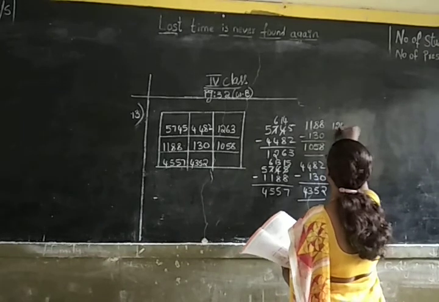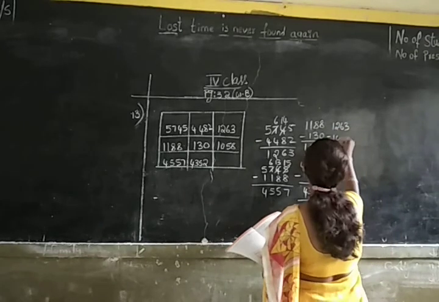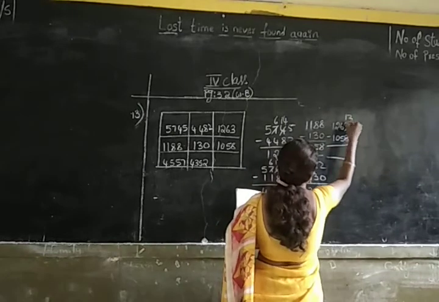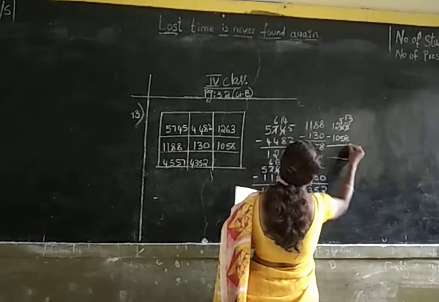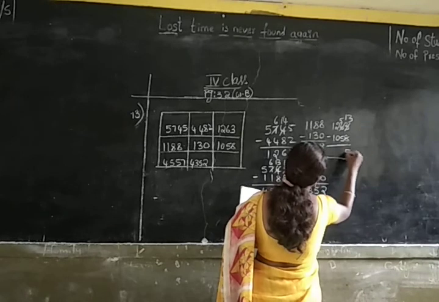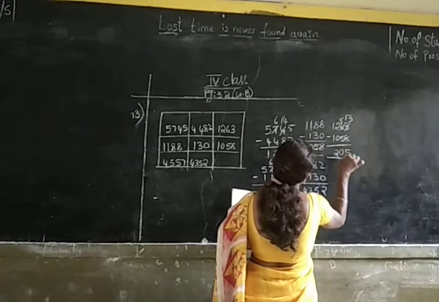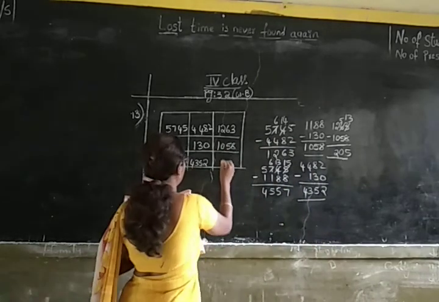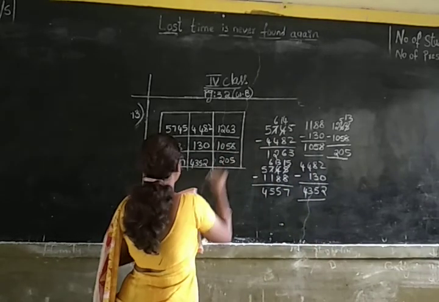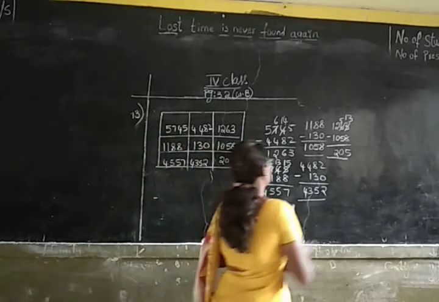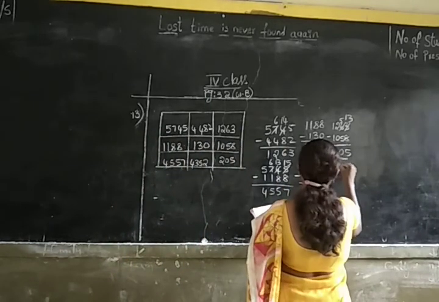So 1263 minus 1058. Here 13. So 13 minus 8 is 5. 5 minus 5 is 0 and 2 minus 0 is 2. Here the answer is 205. Let us find out whether we get the same answer for these two numbers or not. Okay, let us subtract those numbers.